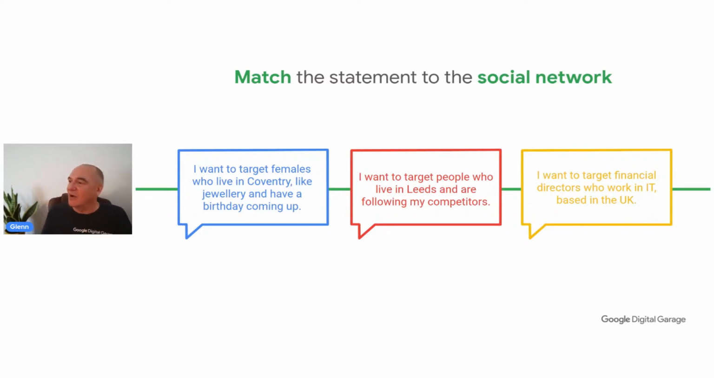Now in the middle, I want to target people who live in Leeds and are following my competitors. Remember that we mentioned that Twitter is a good platform to follow people on, so that middle example is going to be targeting for Twitter. And then on the right-hand side, I want to target financial directors. That's a job title, who work in IT. That's an industry based in the UK. So that's going to be your LinkedIn.